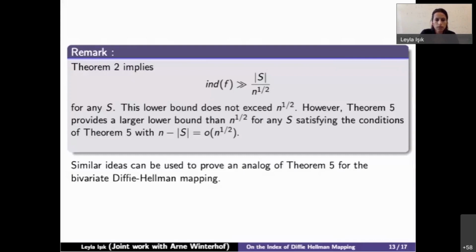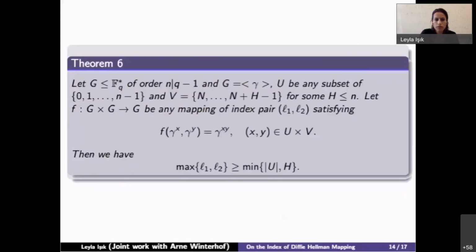And we use similar ideas for the bivariate Diffie-Hellman mapping. So if G is a subgroup of FQ star of order n, n divides Q minus 1, and G is generated by gamma, U is any subset of 0 to n minus 1, and V is a set of this. Again, n is an integer, H is an integer, and the cardinality of V is H for some H less than n. We have a bivariate mapping F from G cross G to G, any mapping of index pair satisfying this. Again, it is the bivariate Diffie-Hellman mapping if they coincide.